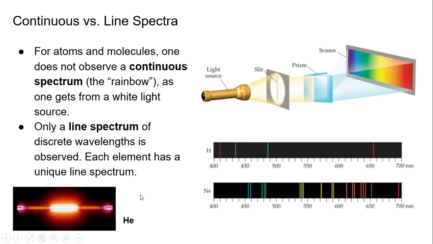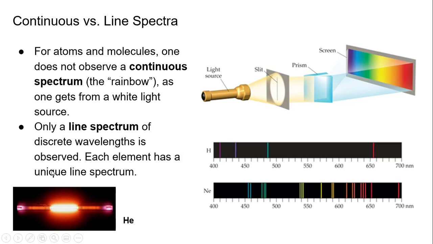When a high voltage is applied to tubes that contain different gases, the gases emit different colors of light. When the light coming from those tubes is passed through a prism, only a few wavelengths are present in the spectra. Each colored line represents a light of one wavelength. A line spectrum is a spectrum containing radiation of only specific wavelengths.